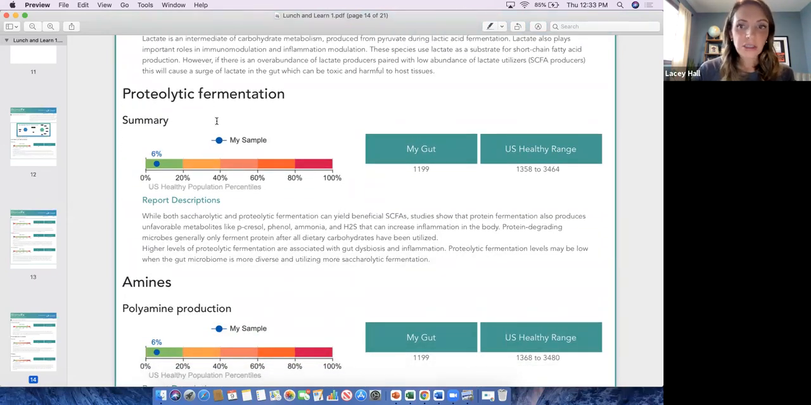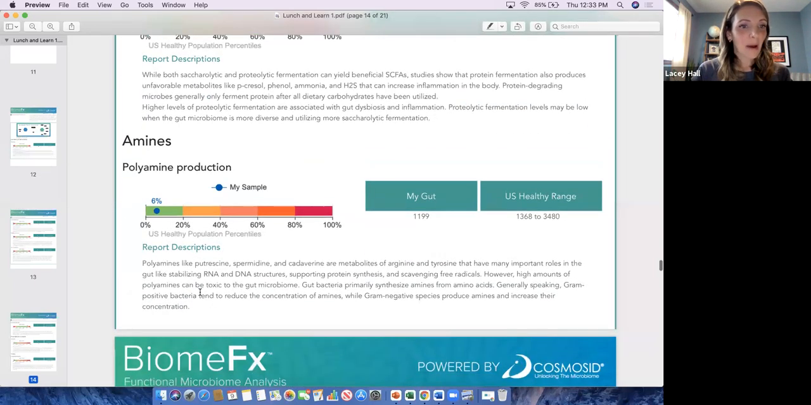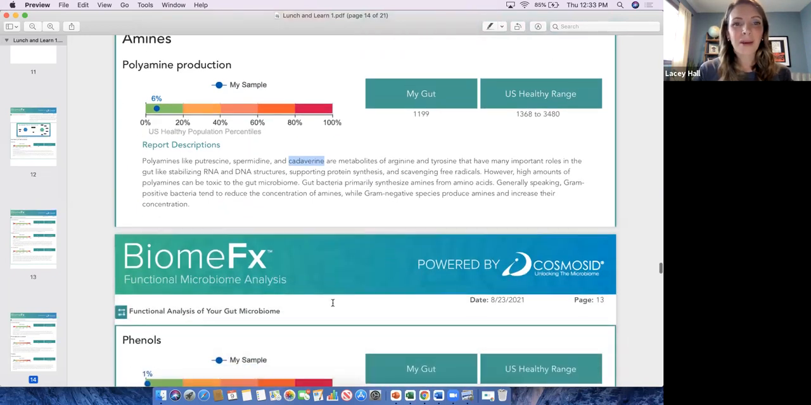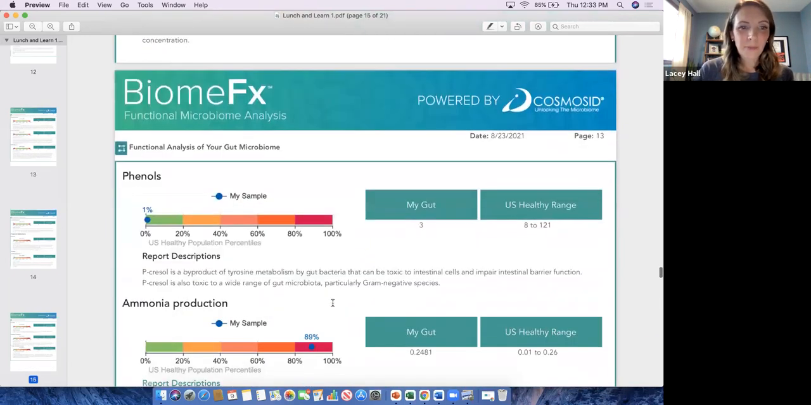Proteolytic fermentation is really just the inflammatory byproducts that can come from protein fermentation. We don't want it to be high. That can cause a lot of inflammation in the gut. Overall, this level is pretty low. We don't see high levels of it. And we don't see high polyamine production either, which are generally speaking, again, pretty inflammatory if they're overgrown, especially one of them. There's 3 within this group, but cadaverine, which is the most lovely name, is the most inflammatory.